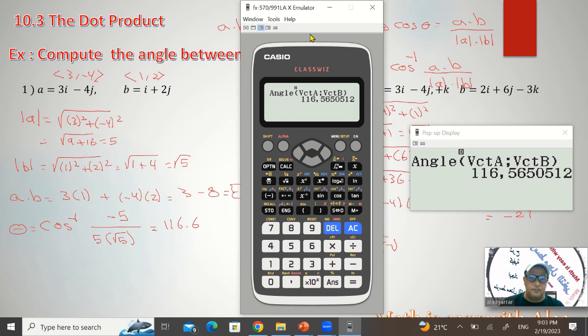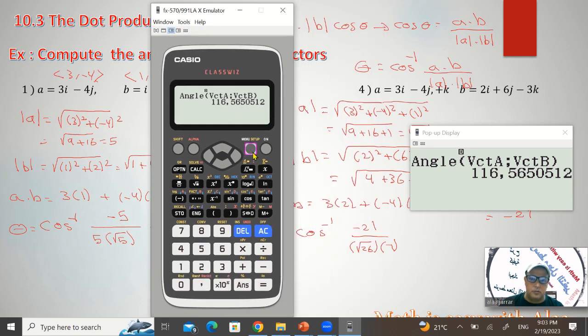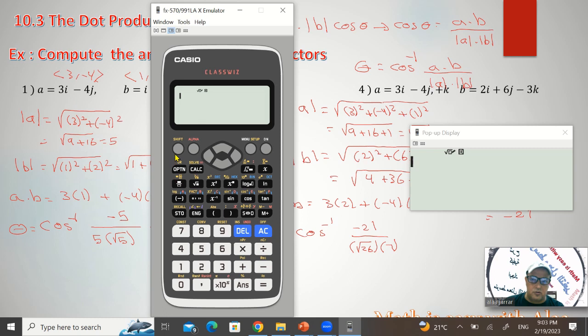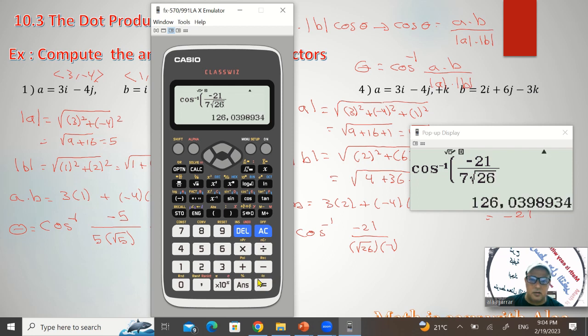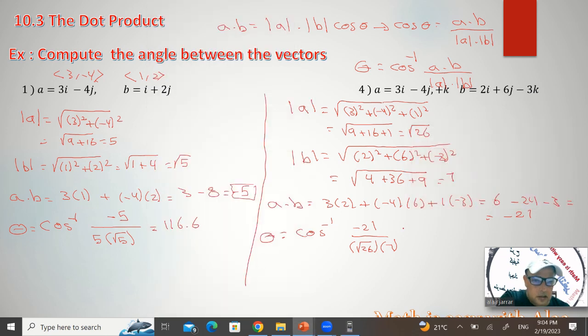Same way here, go to menu 1, shift cosine, fraction, we will write negative 21 over 7 times radical 26, sorry. It will be 126, around 126 approximately.